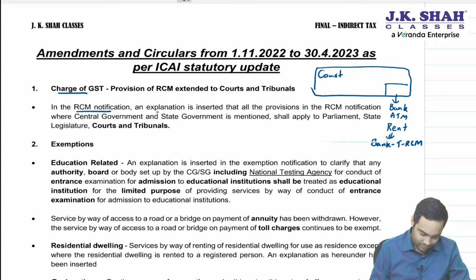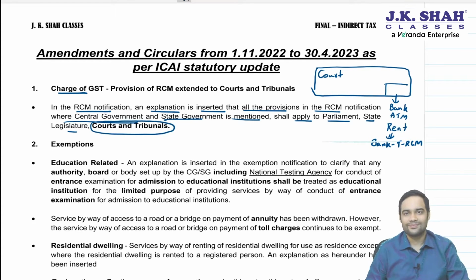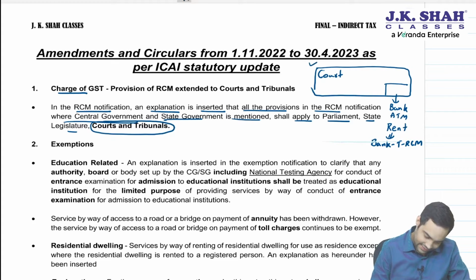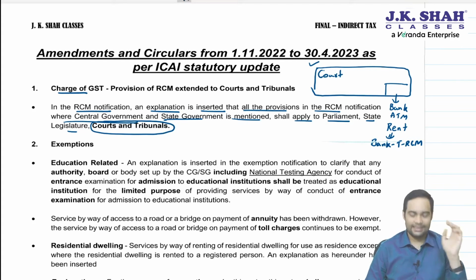In the RCM notification, an explanation is inserted that all the provisions in the RCM notification where central government and state government are mentioned shall apply to parliament, state legislature, court or tribunal. You can draw this and keep it here. Okay. Then the next amendment is with regard to exemptions.